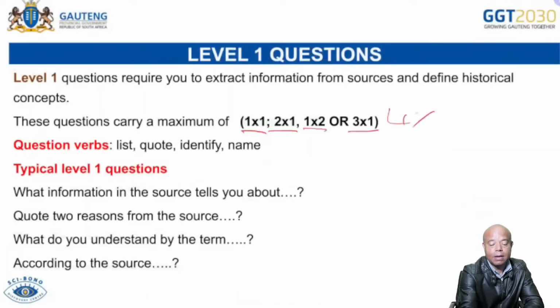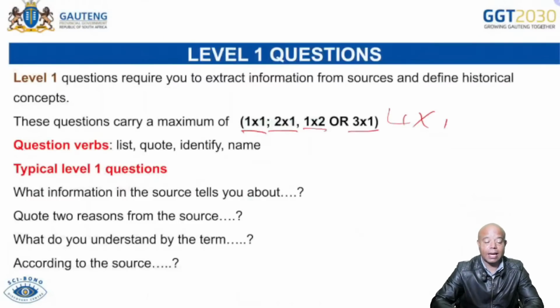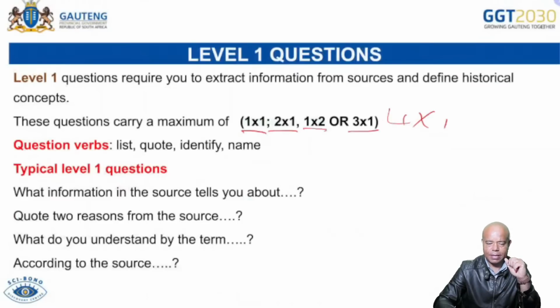Sometimes this one can be 4 times 1 also at times. But let's look at the question verbs. So the question verbs are certain words that inform us that this is a level 1 question. For example, list, quote, identify, name. That is what we call question verbs for level 1 questions basically.